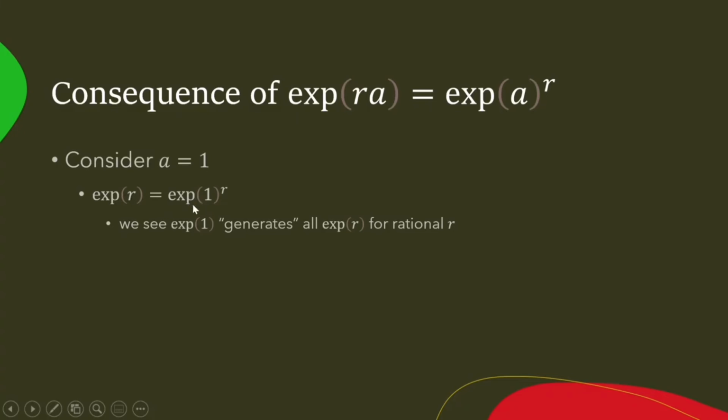And so in this sense, all we really need to know is what exp of 1 is, and then just raise it to rational powers to find out what the value of that rational input for the exponential function would be.